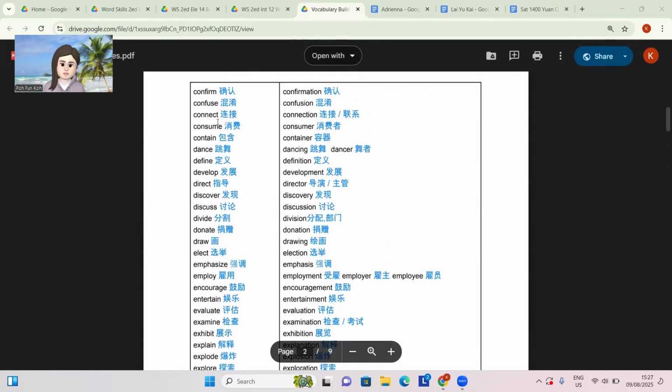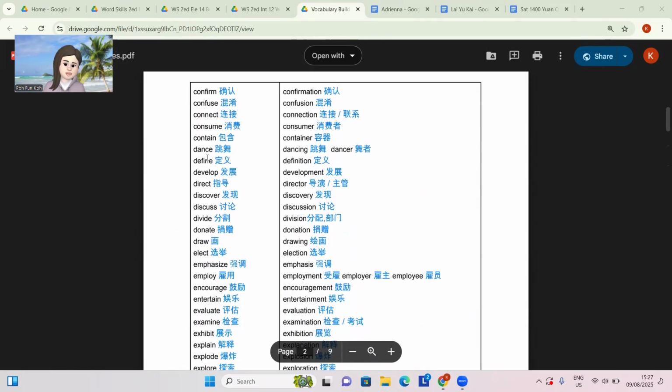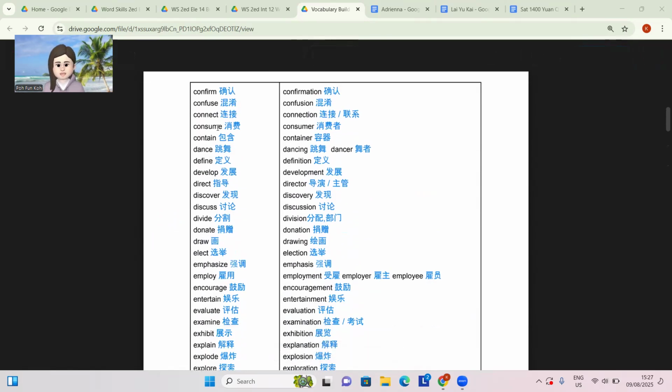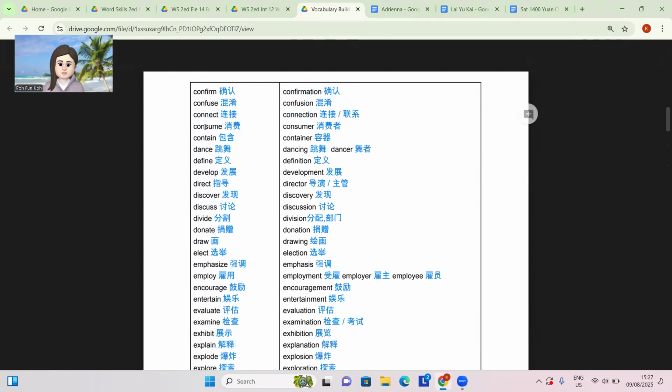Last few minutes, we read together. Confirm, confirmation. Confuse, confusion. Connect, connection. Read two together, the verb and noun. Consume, consumer. There's one more noun here, consumption. No, mine is not here. Contain, container. Dance, dancer. Define, definition. Develop, development.